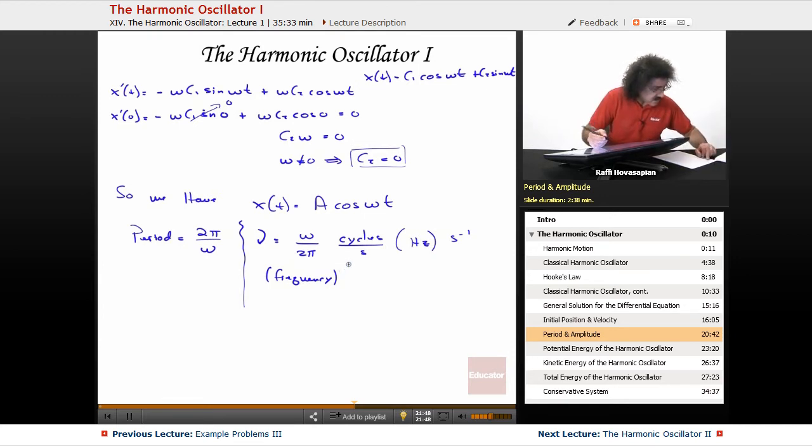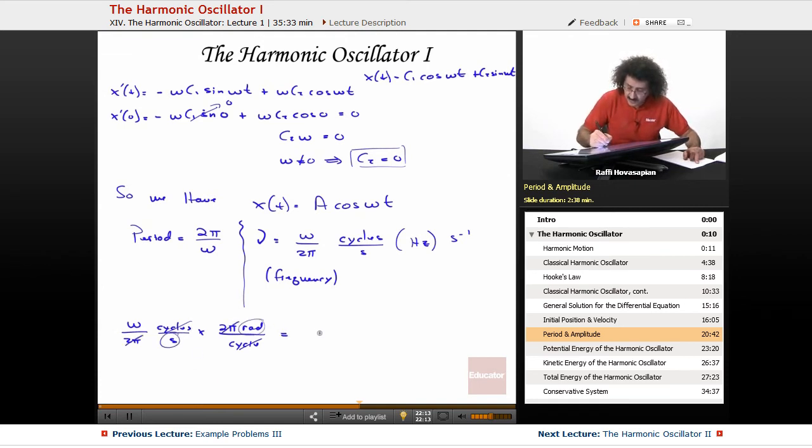Okay, now let's take omega over 2 pi cycles per second. Let's multiply by how many radians there are in a cycle. Well, if you do one circle, it's 2 pi radians. So it's 2 pi radians per cycle. The 2 pi and the 2 pi cancel. I'm left with radians per second. So omega, the unit is radians per second. This is the angular velocity.